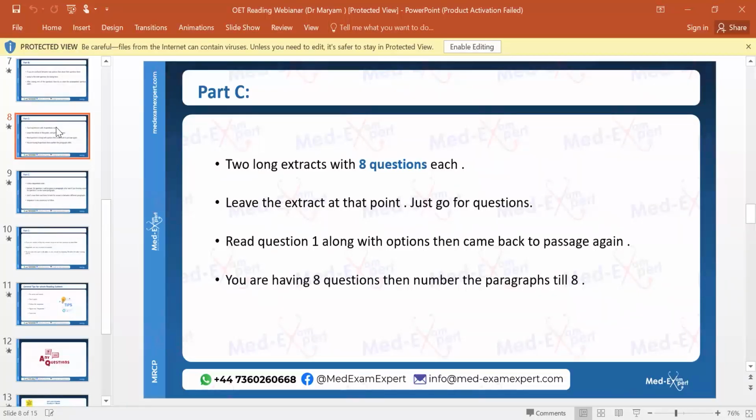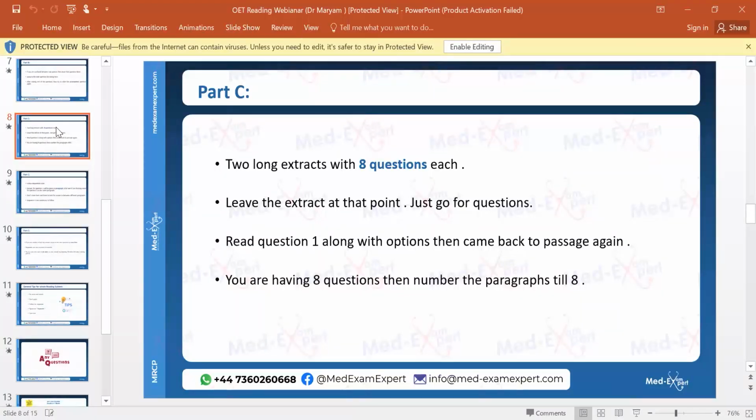So first of all, try to find it in paragraph number 1. If you don't find it there, then move to paragraph number 2. If you have 8 questions, you must have 8 or 9 paragraphs, and these are all in sequence. It is for your ease. If a student understands this, it will help him a lot to find the answers. So I have told you, read question 1 along with options, then come back to the passage for paragraph number 1, which has the answer, of course. If you have 8 questions, then number the paragraphs till 8.